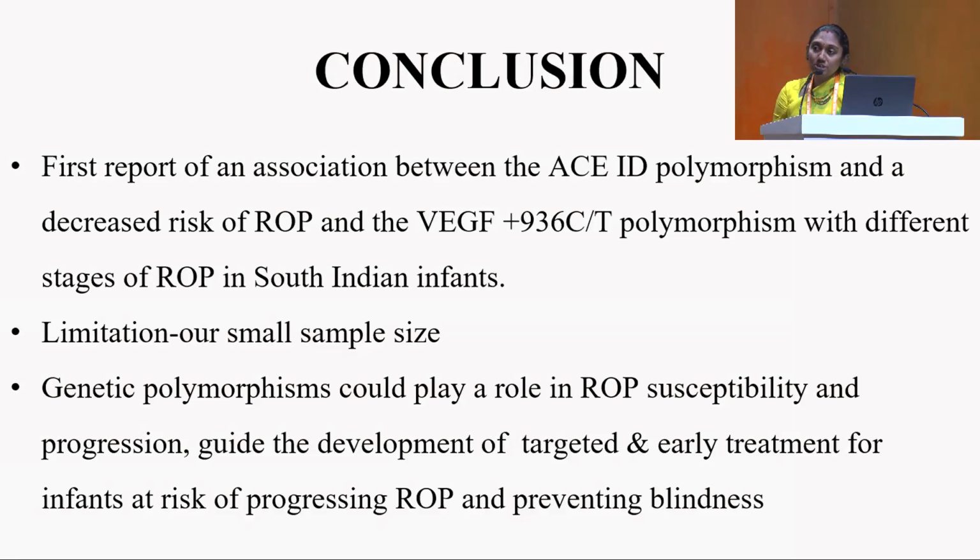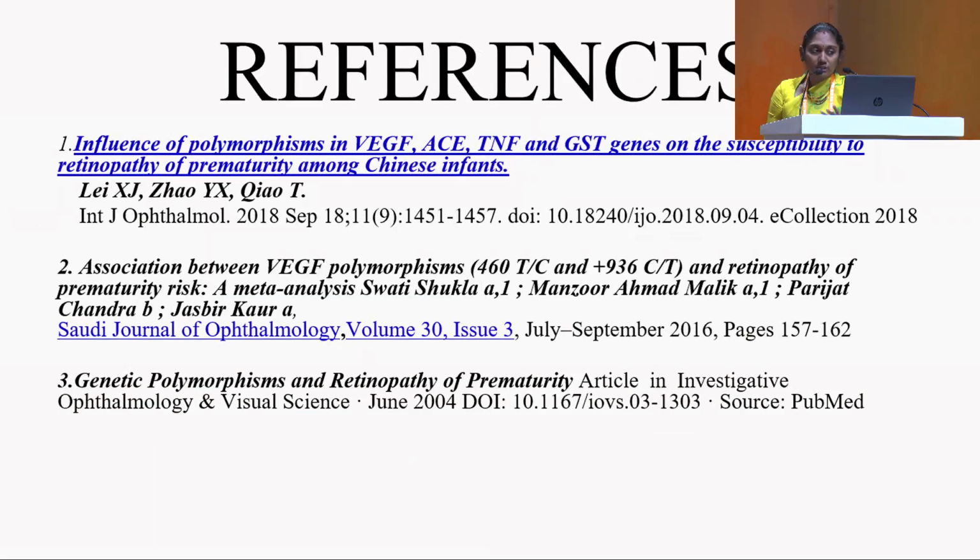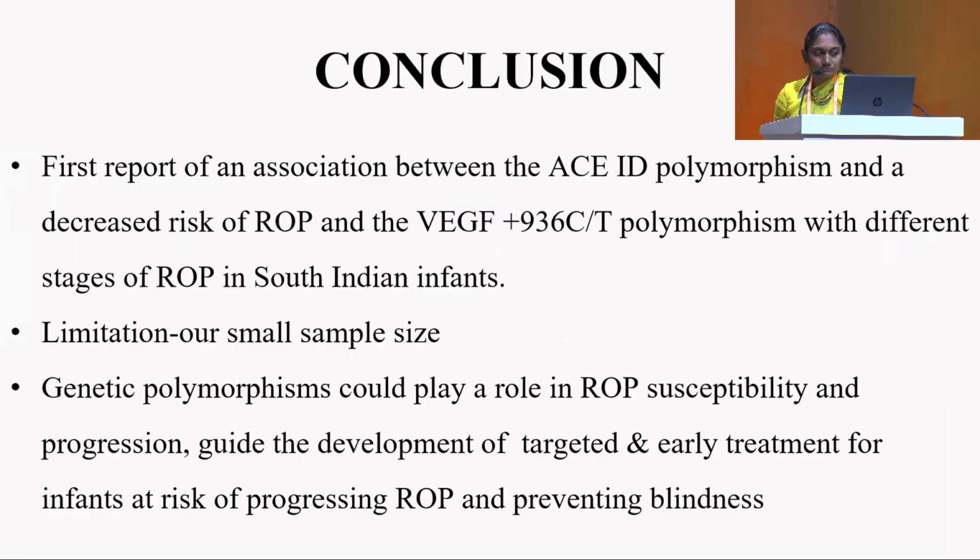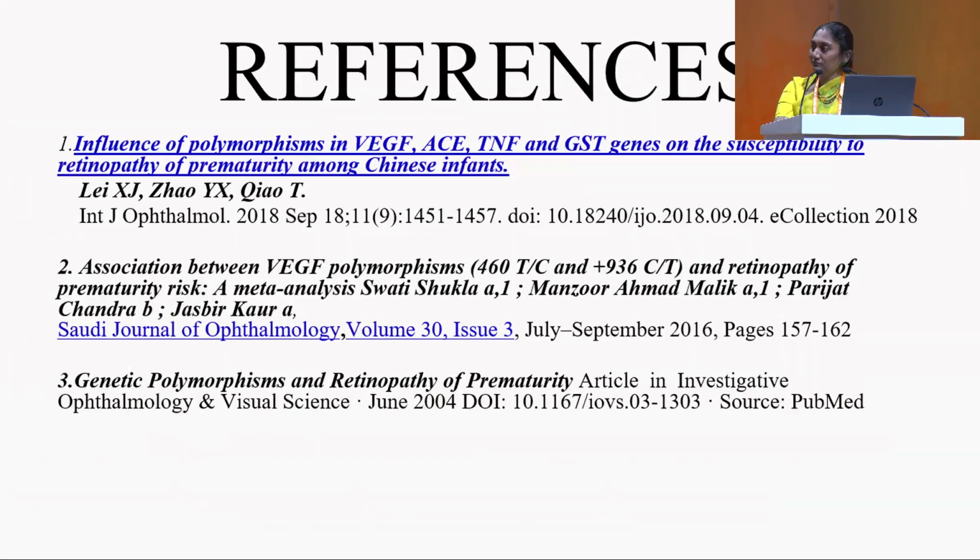The only limitation is our sample size. We have done a 100 baby study. It was done as a pilot study, and the ultimate conclusion of the study is that we can guide the development of targeted and early treatment for infants at risk of progressing ROP, thereby preventing blindness. Thank you, sir. Thank you so much.